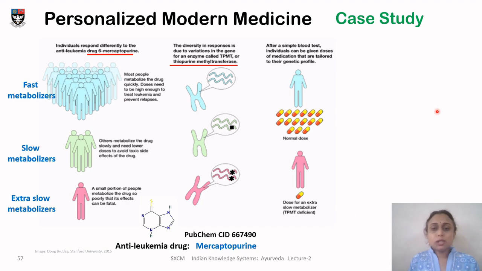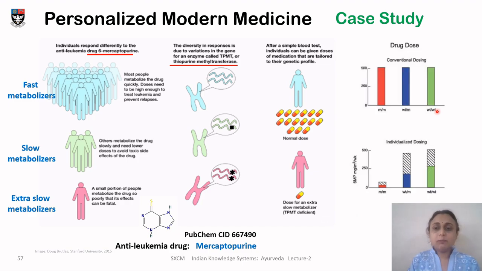So just to represent this graphically, in a conventional dosing method, all these three types of populations, the wild type, which is the fast metabolizer, the slow metabolizer, and the extra slow metabolizer, would be given the same drug dosage, which could be toxic to the slow and the ultra slow metabolizers.